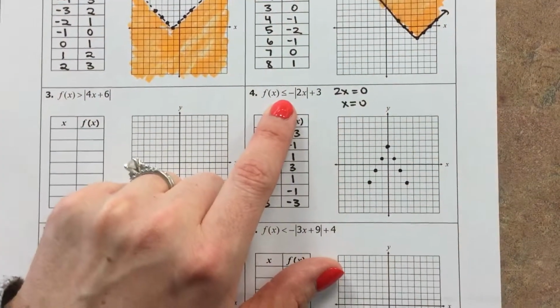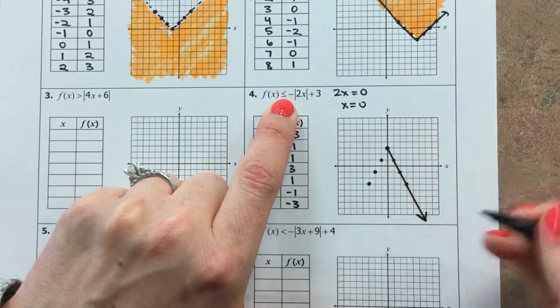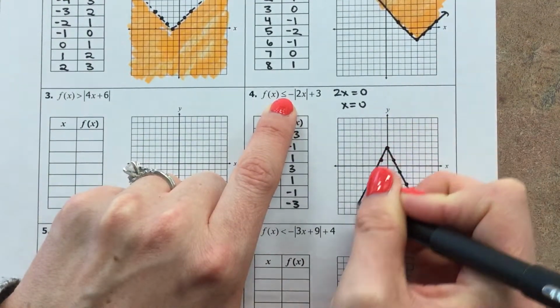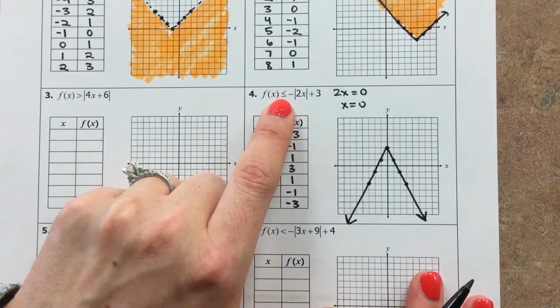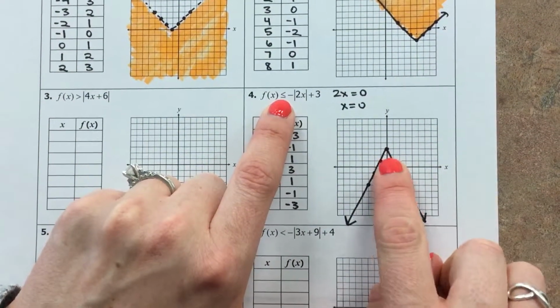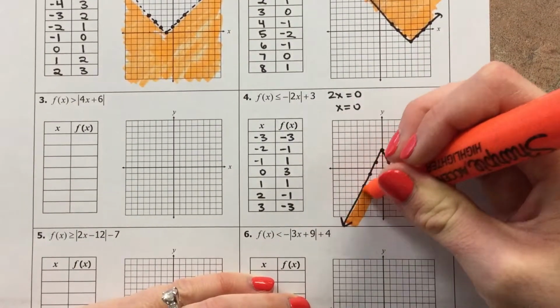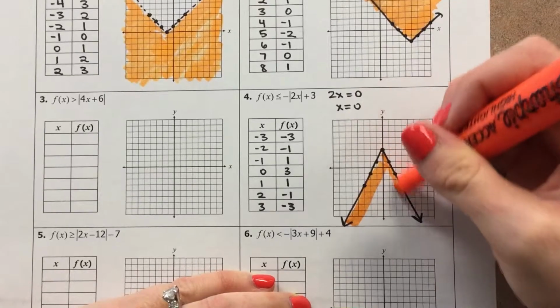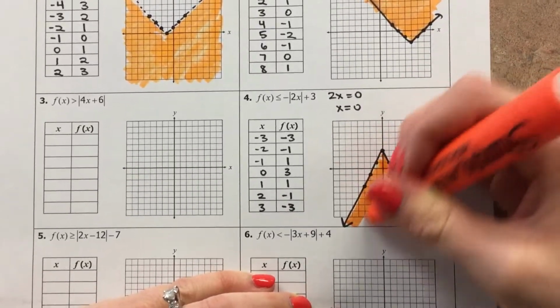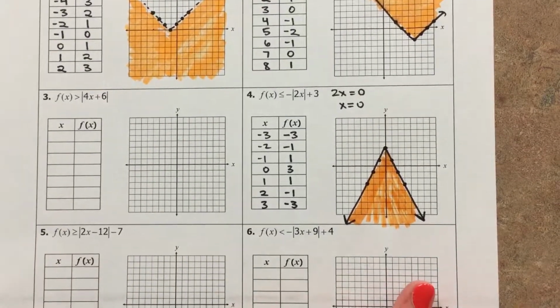So now look at the inequality. Less than or equal to means I'm going to have a solid line connecting all these dots. And the less than means shade below the line. So here's the vertex. Go down below the line would put you kind of on the inside. Underneath, but this time you're kind of inside of that absolute value shape. So this one looks like this. All right, let's look at one more.